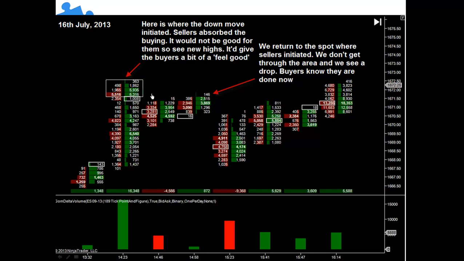After moving down, we can see that on the move down we didn't really see evidence that people have got stopped out. So as we move back up to this area here, we've got 5,000 on each side. We move back up there, and just 146 contracts trade. Nobody wants to buy into that price. And then we start to move down.